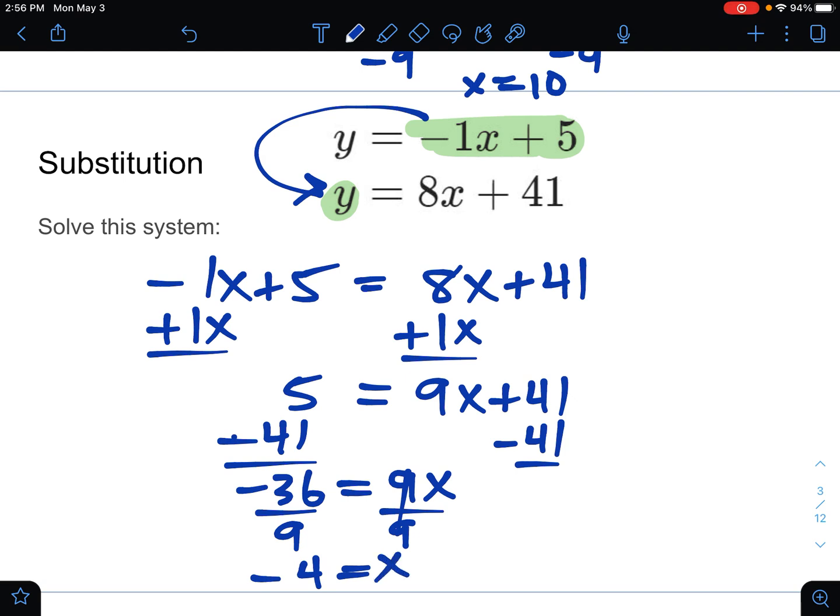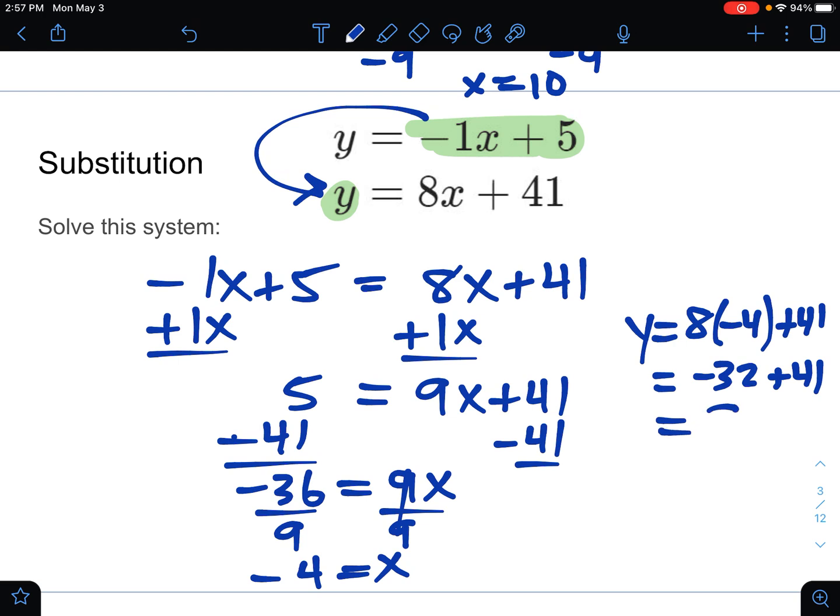Either equation again, you can plug this negative 4 into. I'm going to pick the bottom one because there's just no negatives in it. So y equals 8 times the negative 4 plus 41. I kind of regret this choice. I feel like the first one would have been easier. So negative 32 plus 41 is going to be our answer there, which is positive 9. A little bit tricky to do that one in your head. So the coordinates for our solution are negative 4, 9.